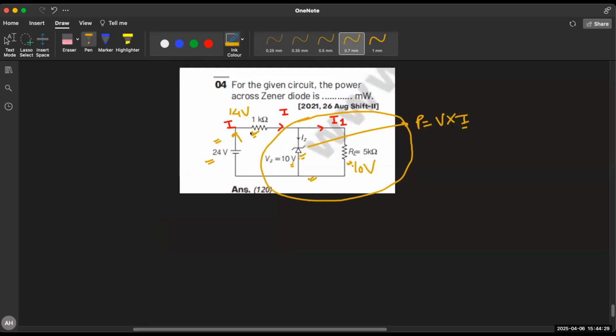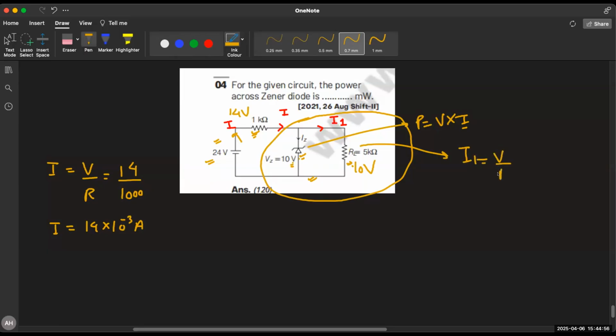For this resistor, the resistance is 1 kilo ohm. Voltage across it is 14 volts. You can calculate the current also. Current is V by R. V is 14, R is 1 kilo ohm, means 1000. So I is 14 into 10 raised to the power minus 3 amp. Similarly, you can calculate I1. I1 is V by R. V is 10, R is 5 into 10 to the power 3. I1 is 2 into 10 to the power minus 3 ampere.